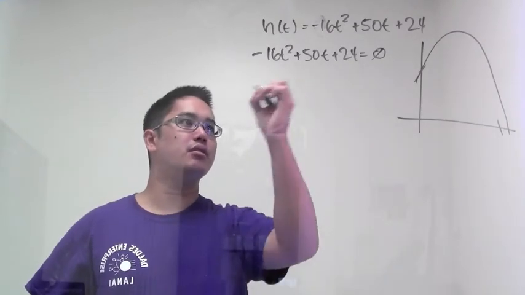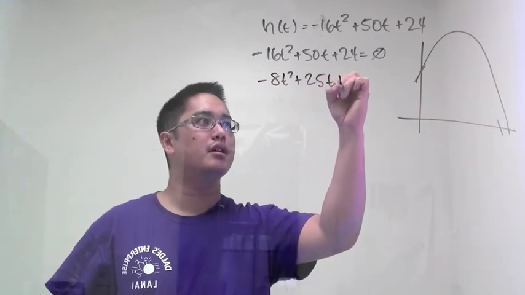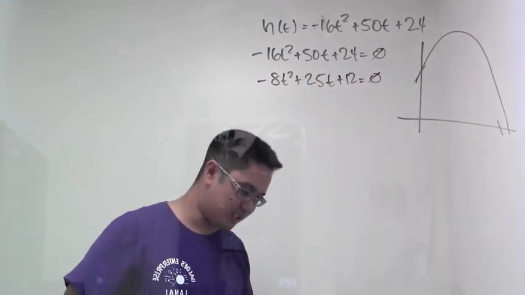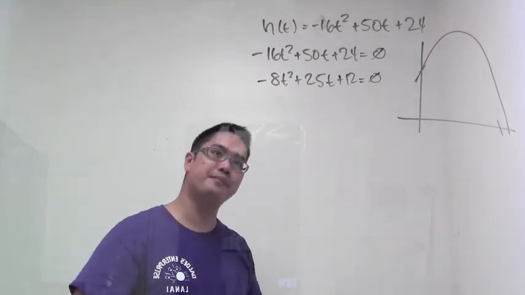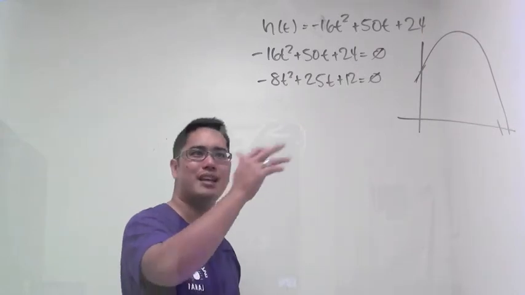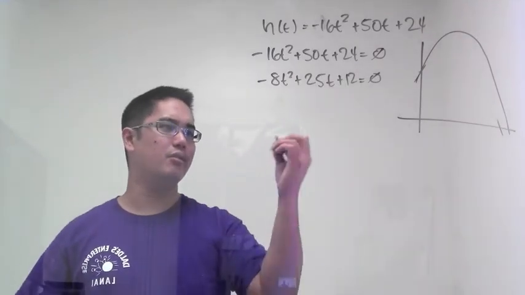I'm going to divide everything by 2, and so I've got negative 8t squared plus 25t plus 12 equals 0. And then I'm going to try factoring that, but to be honest with you, I don't really want to factor that. That 8 right there is really killing me. So I'm going to use the quadratic equation.